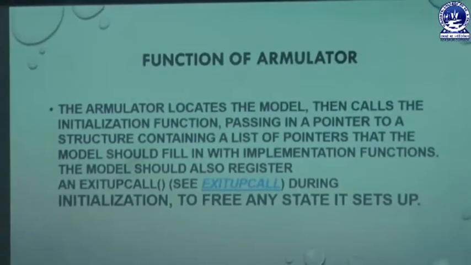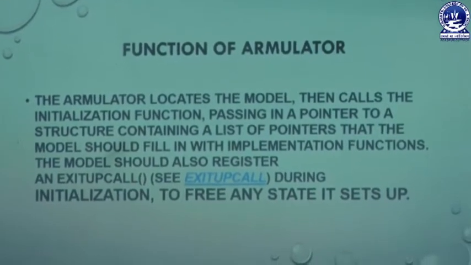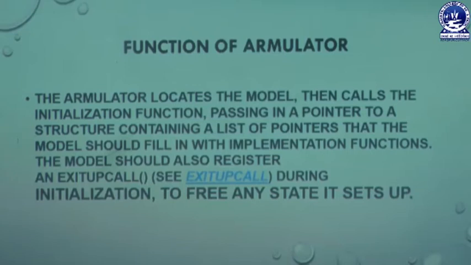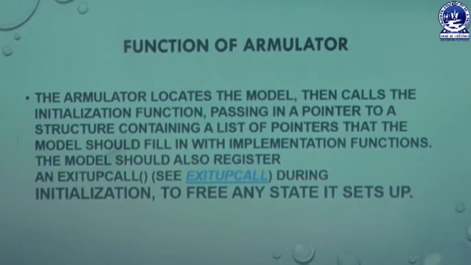Okay. So now we go to our next concept, that's the functions of the armulator. The armulator locates the models, then calls the initialization functions, passing in a pointer to a structure containing a list of pointers that the model should fill in with implementation functions. Then the model should also register an exit call function, called at the time of initialization of the code execution, to free any state it sets up.